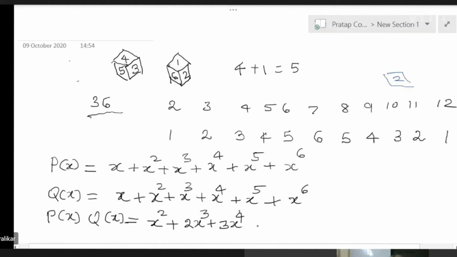Plus 4 times x raised to 5 plus 5 times x raised to 6 plus 6 times x raised to 7.